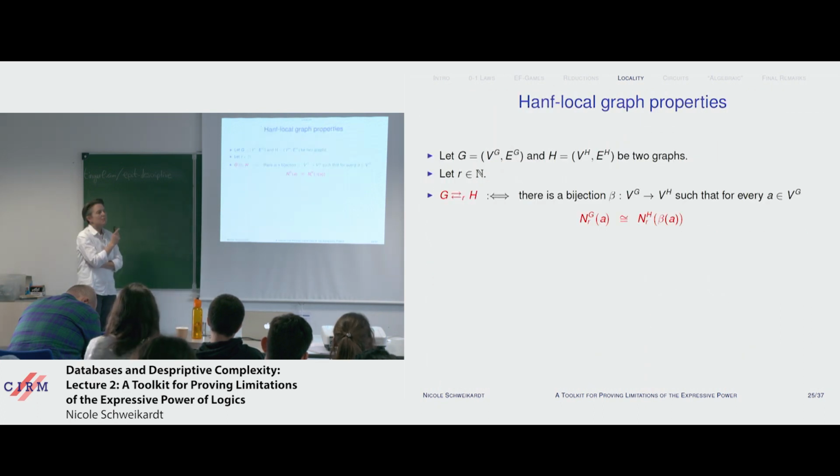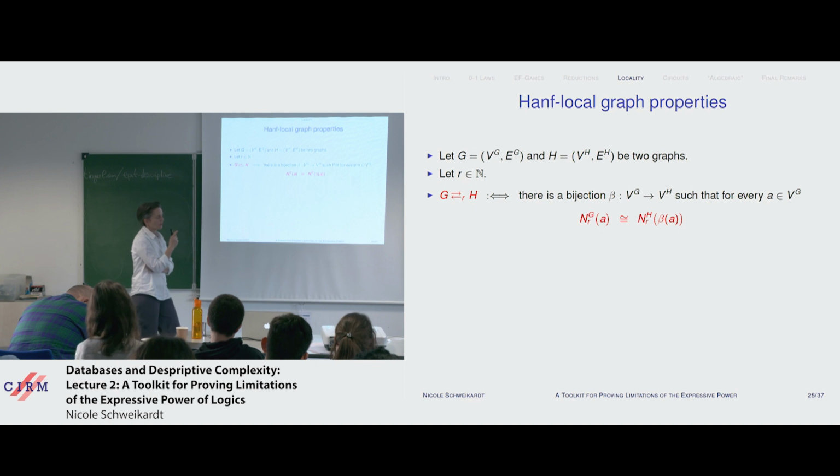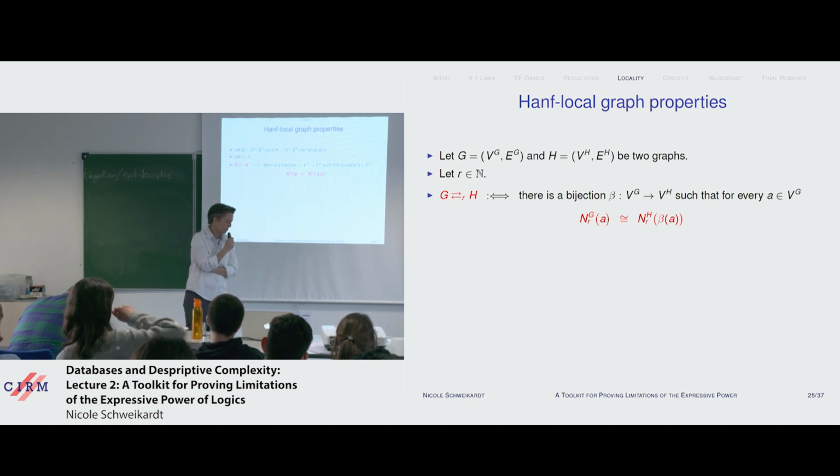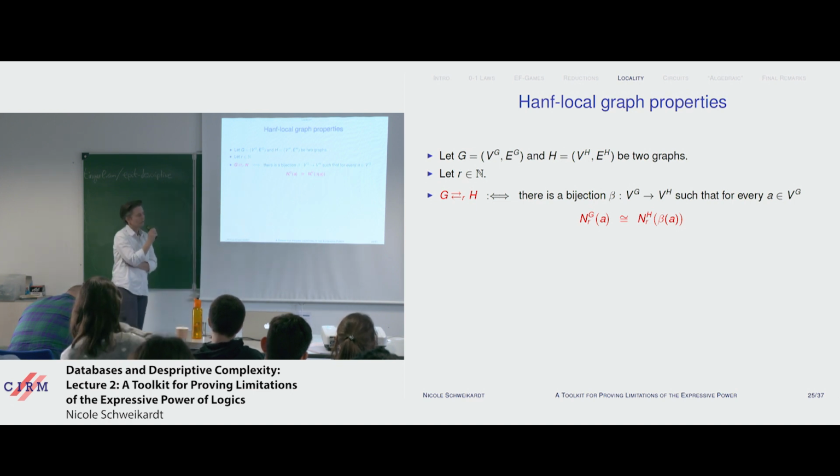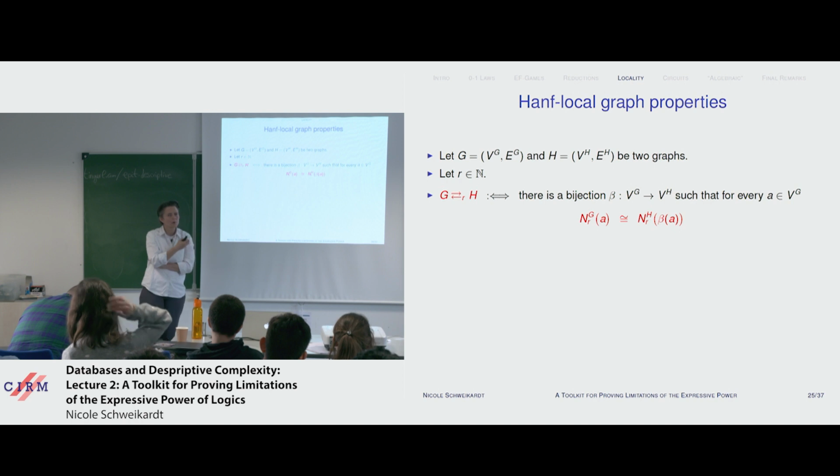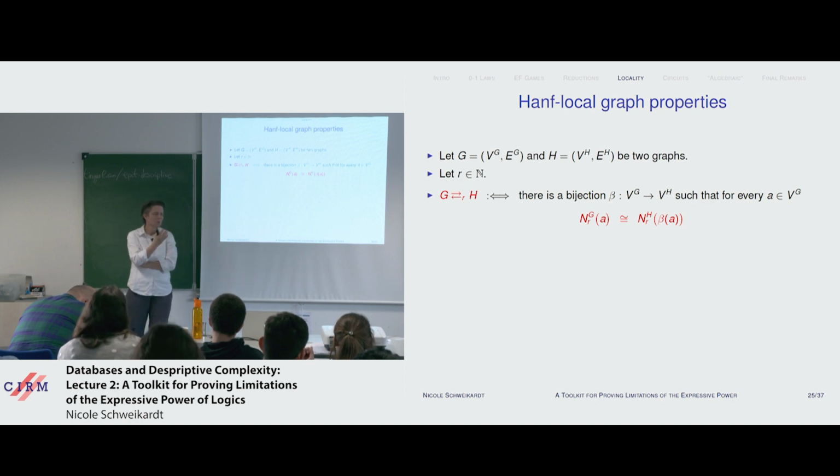Okay, so we had Gaifman locality. That's good for proving that some queries are not expressible in some logic. Now, if you want to speak about sentences or properties or Boolean queries, Gaifman locality is of no use, but Hanf locality is. So what is Hanf locality?